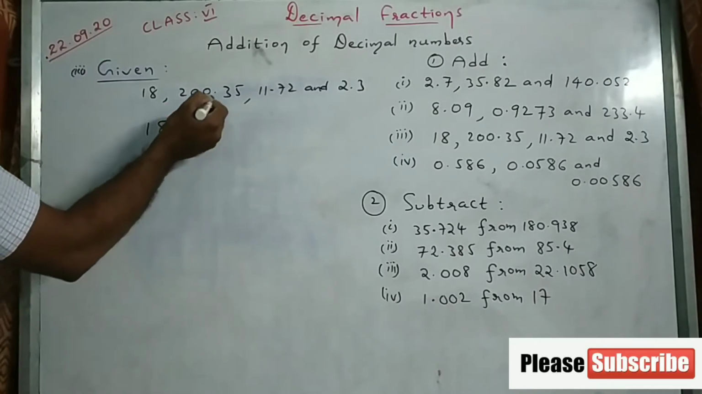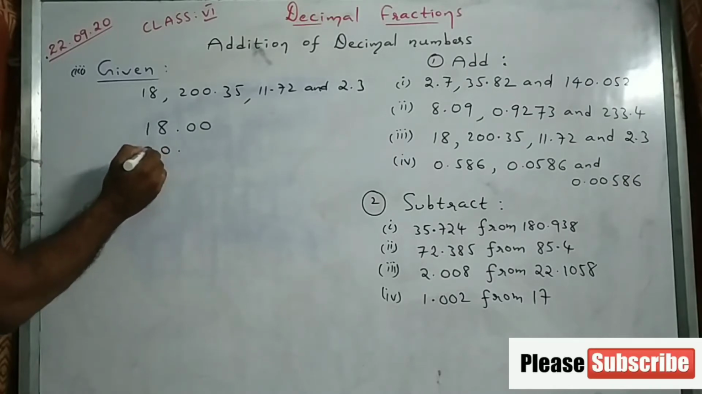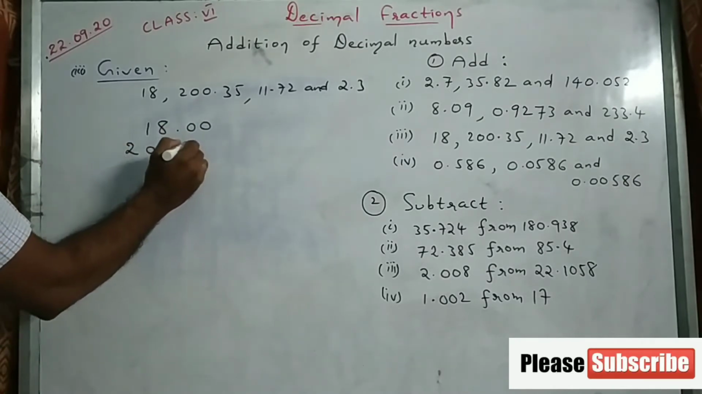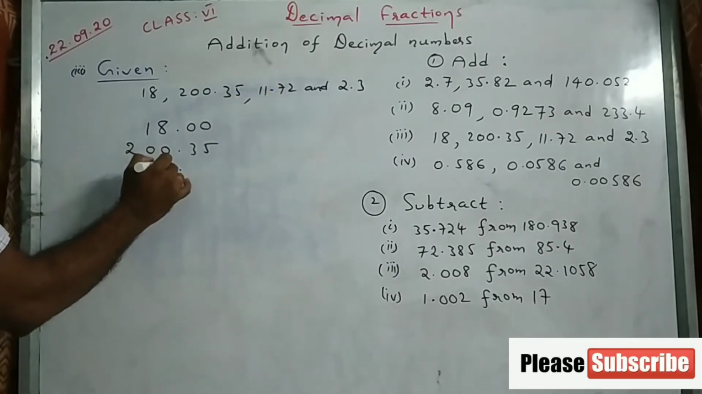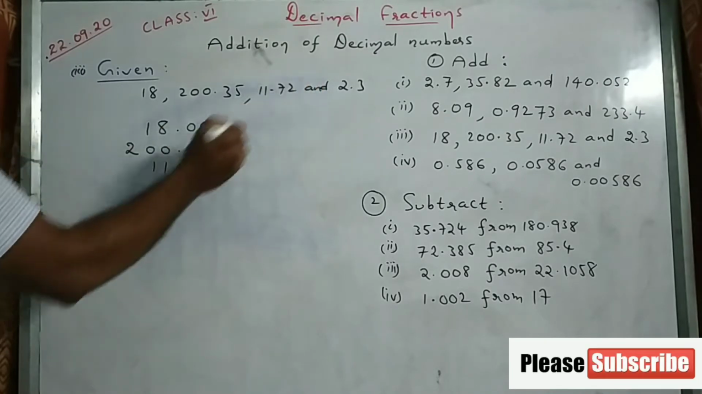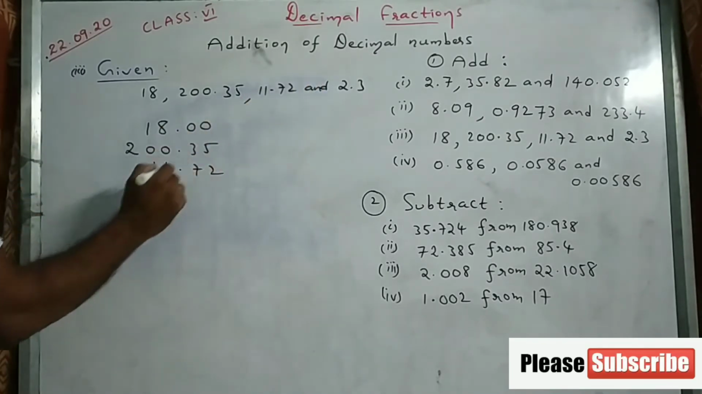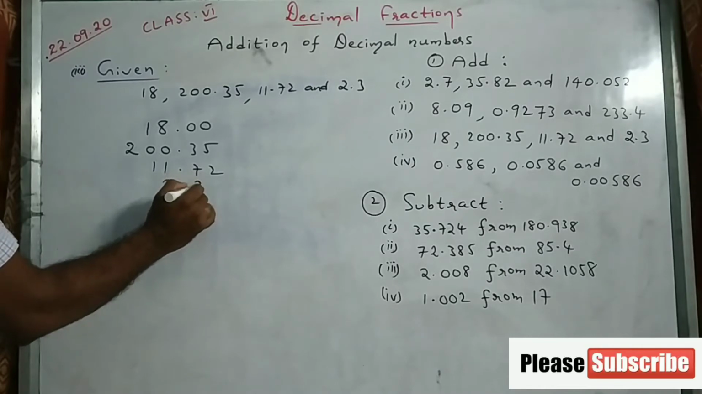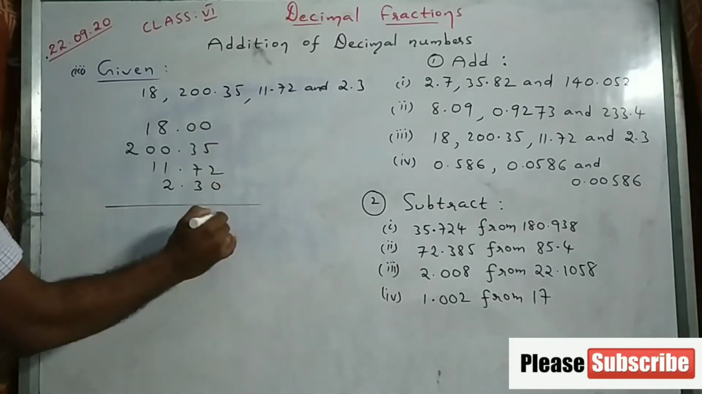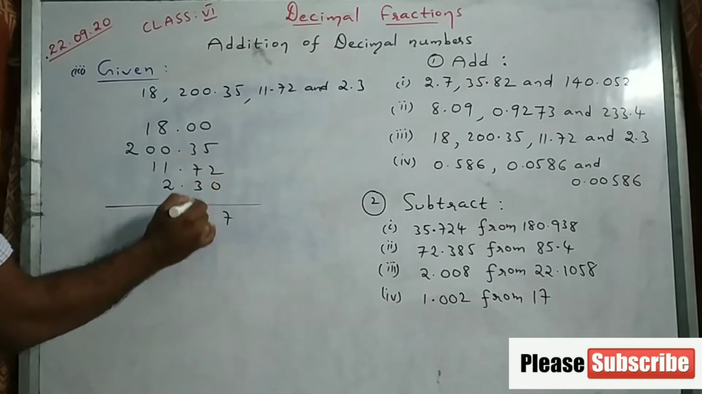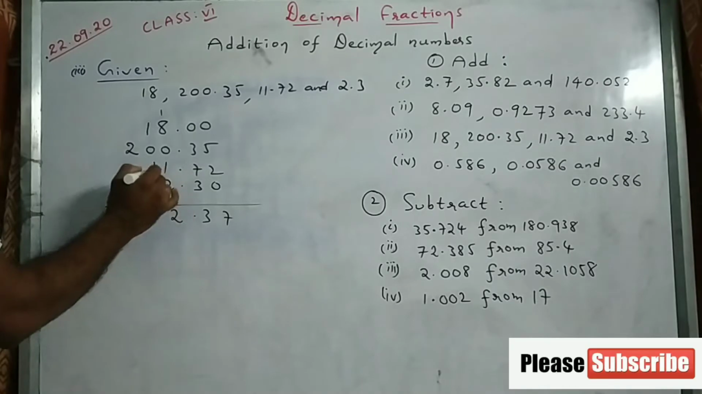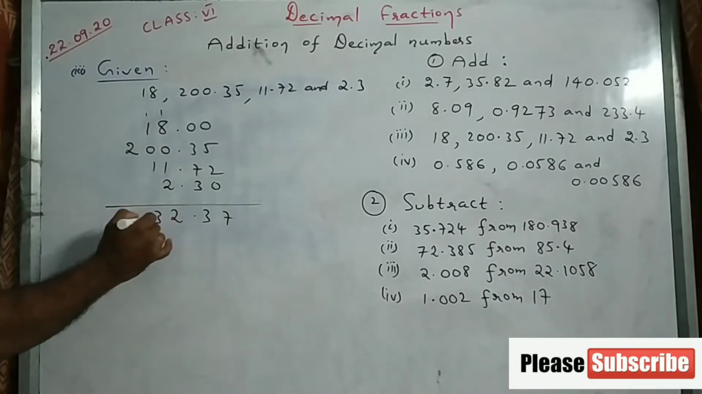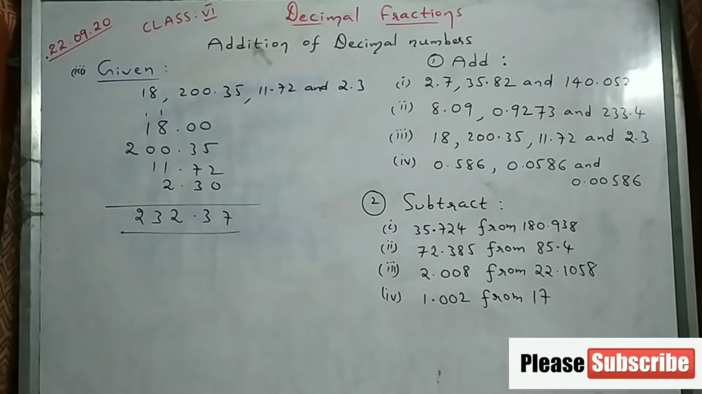So here you keep the decimal. Before the decimal we have 200, after it 0, 0, 3, 5. Here also the decimal is there. Before the decimal we have 11, after it 72. Here the decimal. Before the decimal we have 2. After the decimal we have 3. 7, 10 plus 3, 13, 9, 10, 12, 2 plus 1, 3, right? That is the way we add.